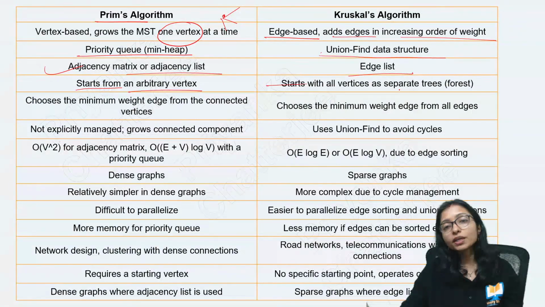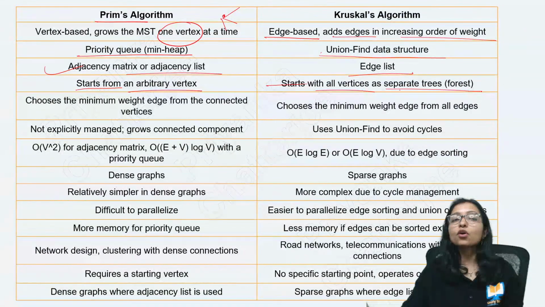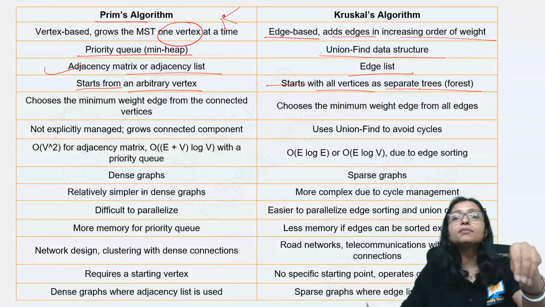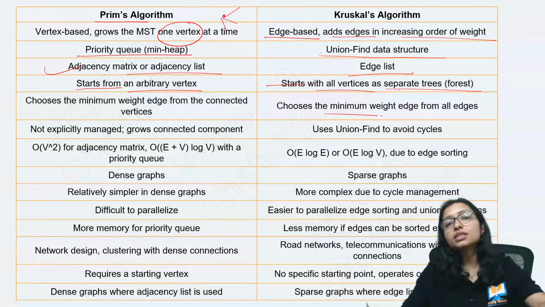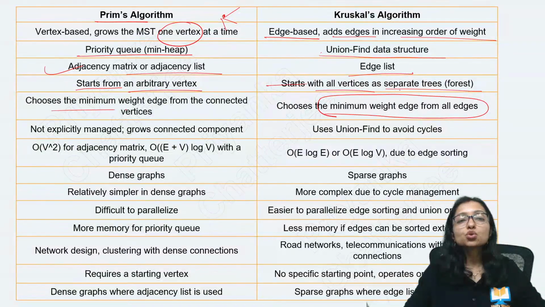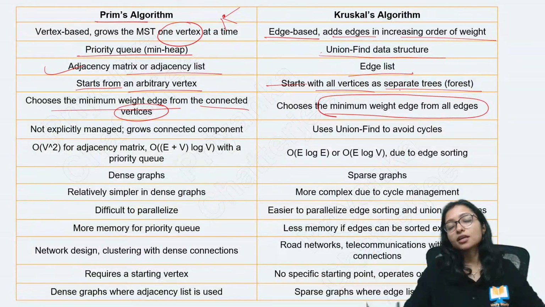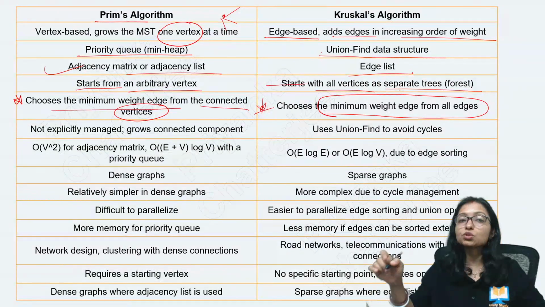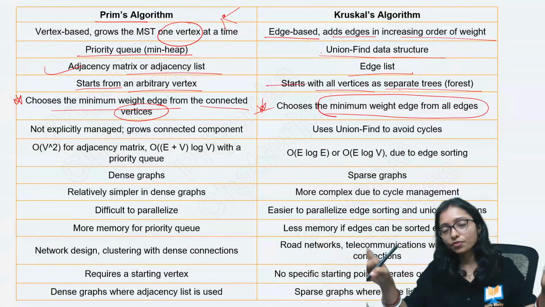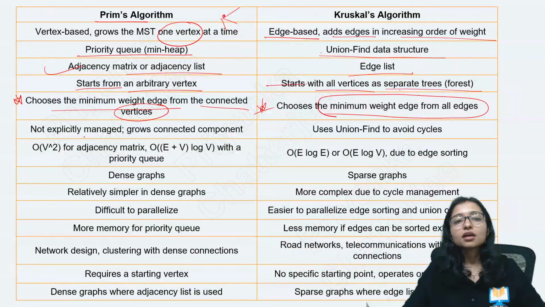Kruskal starts with all vertices as separate trees, a forest, and chooses the minimum weight edge from all the edges. Prim's chooses the minimum edge from those connected to the visited vertices. This line is very important, the difference between Prim's and Kruskal. You must recall this difference.